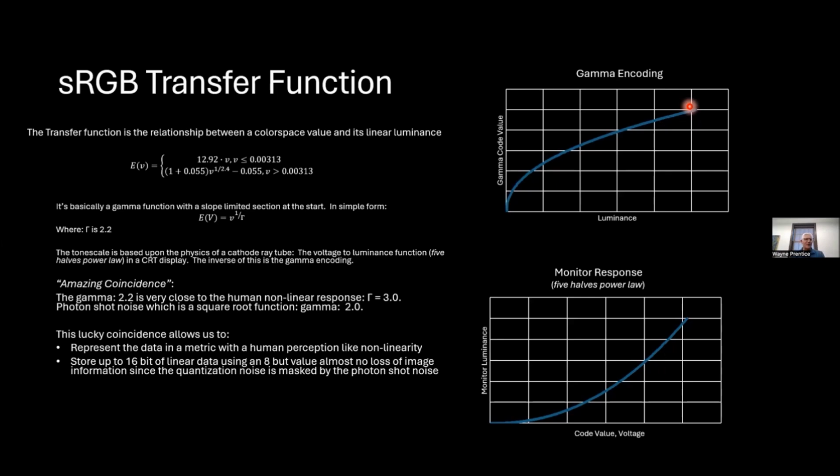And another really nice convenient thing is that with this encoding, we can encode almost 16 bits of dynamic range in an 8-bit container, because it turns out that the photon shot noise masks the quantization noise. And this is a very convenient method of encoding large dynamic range with a small number of bits and with almost no lost information content. And for more on that, go see my talk on camera myths, misunderstandings and misstatements, or the HDR talk.